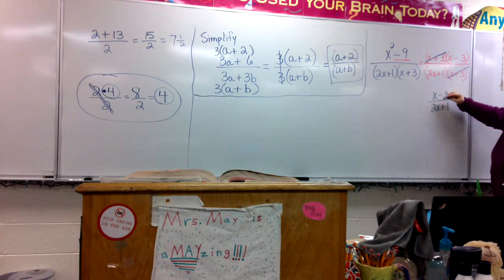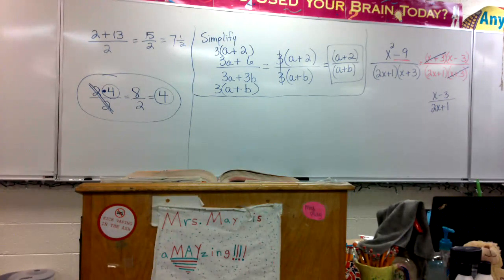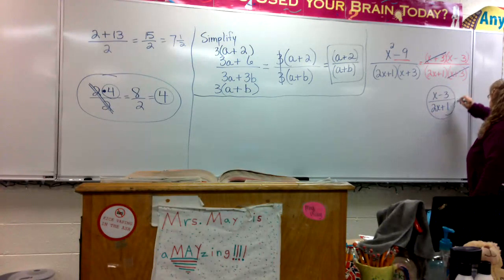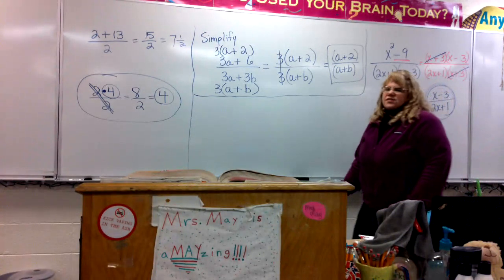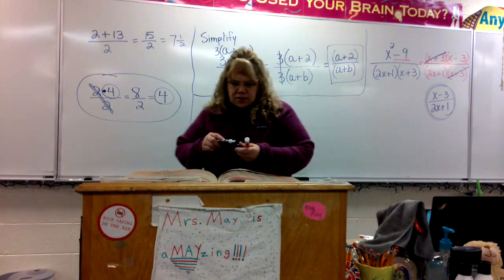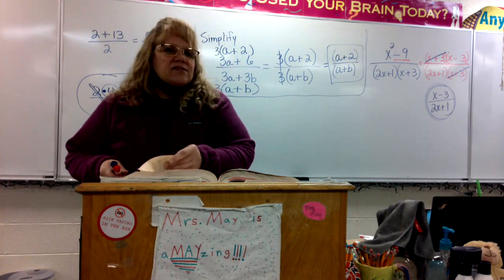Could we cross off those x's? No, because it's x plus and x minus, right? It's got to be times in order to cross it off. So that would be your simplified version. A lot of times the simplified version doesn't look that simple, but that's what it would be. Does that make sense a little bit? Make sense?